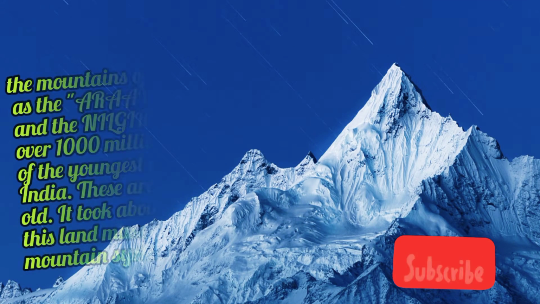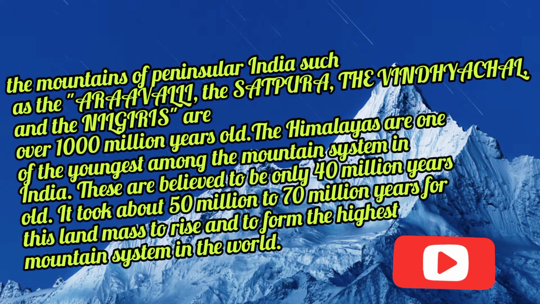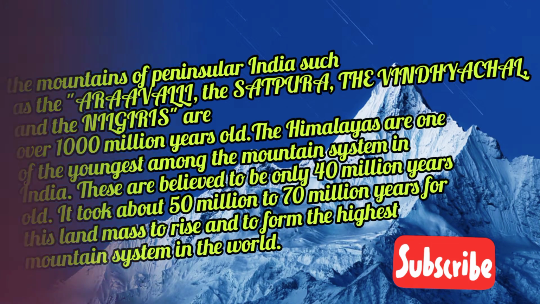The mountains of peninsular India, such as the Aravallis, the Satpuras, the Vindhyas, and the Nilgiris are over 1000 million years old, जबकि Himalaya are one of the youngest among the mountain system in India. These are believed to be only 40 million years old, और इसे 50 मिलियन से 70 मिलियन इस लैंड मास को राइज होने में लगा and to form the highest mountain system in the world.